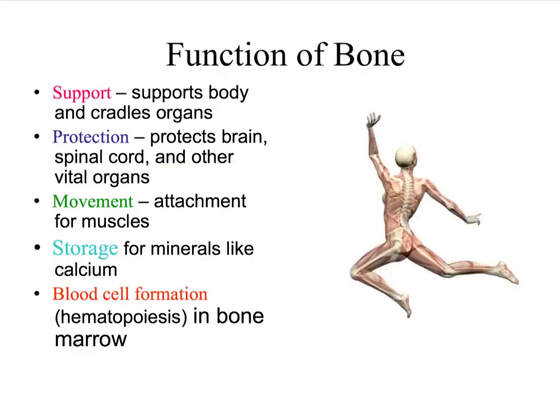Okay, there are 5 main functions of the bone. First, it supports the body and helps cradle the organs, so it provides something for the organs and muscles and everything to attach to. It protects the brain and your spinal cord and other vital organs. It allows for movement, so again, something for your muscles to attach to. If they didn't have anything to pull on, your muscles couldn't really move you. It also helps store minerals like calcium and is where your blood cells are made. So hematopoiesis is the formation of blood cells, and this happens in the bone marrow.